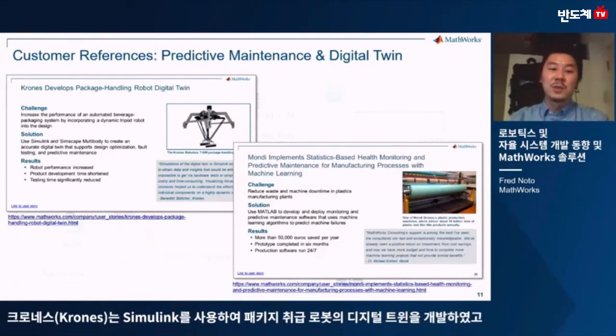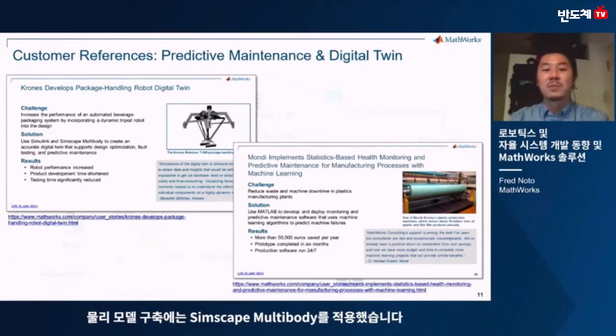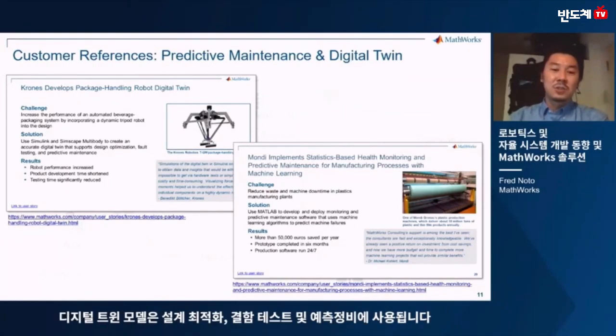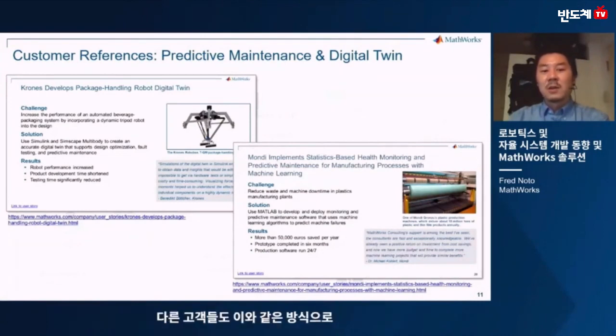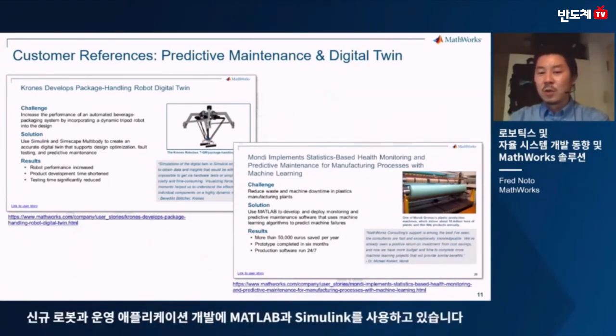Kronos developed a digital twin of their package handling robot using Simulink and Simscape Multibody for physical modeling. The digital twin model is used for design optimization, fault testing, and predictive maintenance. Our customers are using MATLAB and Simulink in such ways for developing new robots as well as operational applications.